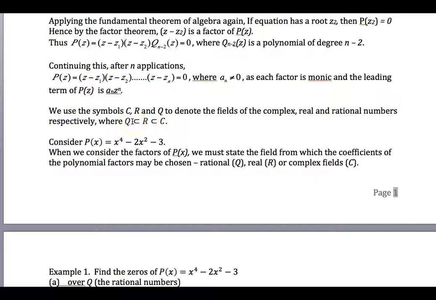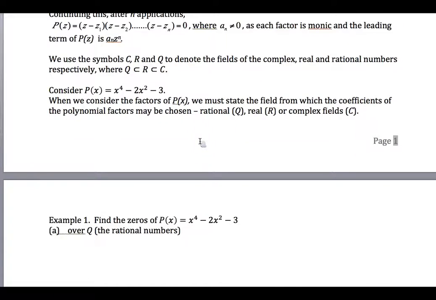Now, what do you think this means? Q is a subset of R, which is a subset of C. Don't rational numbers belong to real numbers, and real numbers belong to the field of complex numbers? So complex numbers are everything, and then real numbers have the real part but not the imaginary part. And rational numbers can be written as fractions. They're real as well.